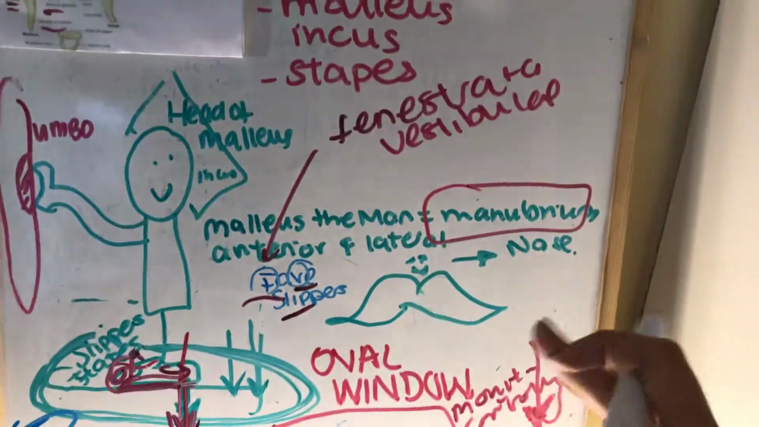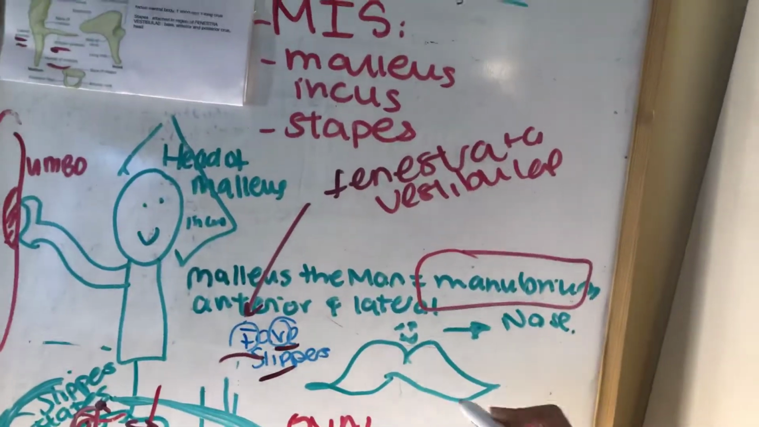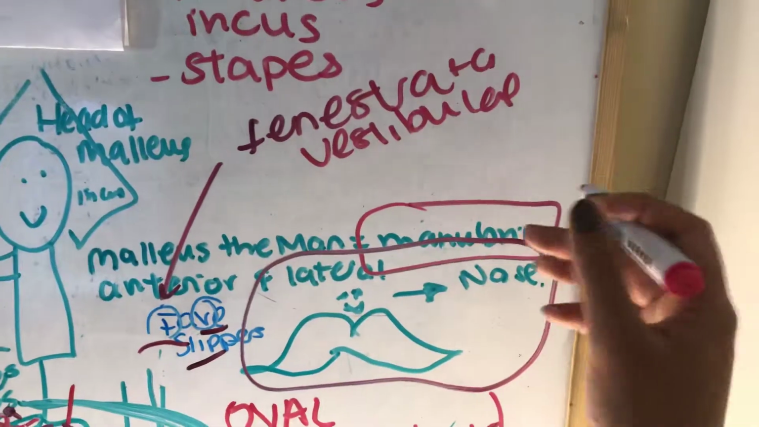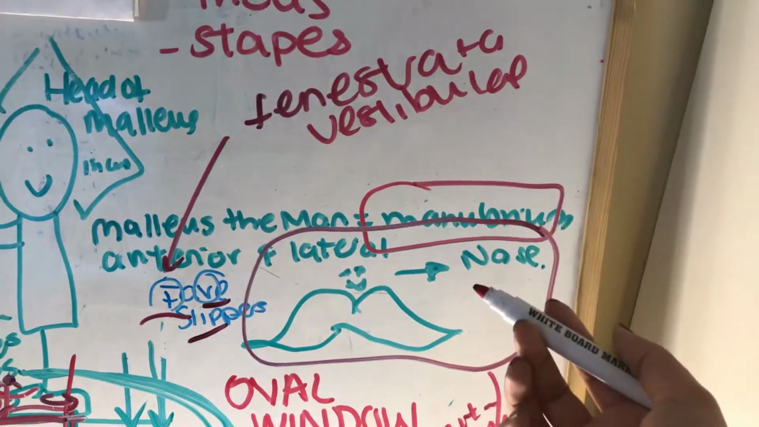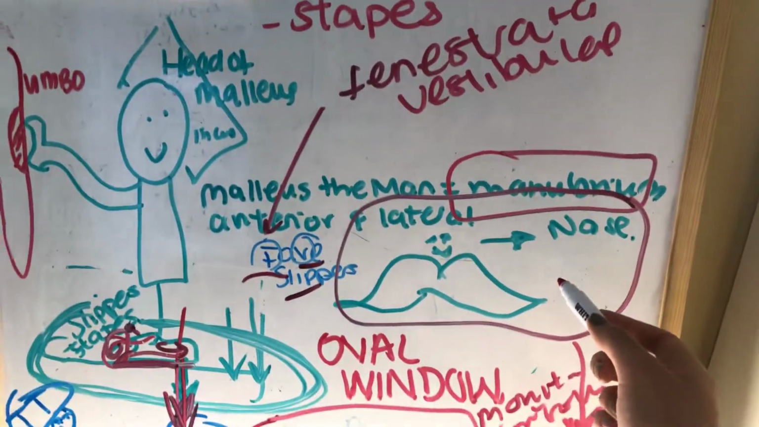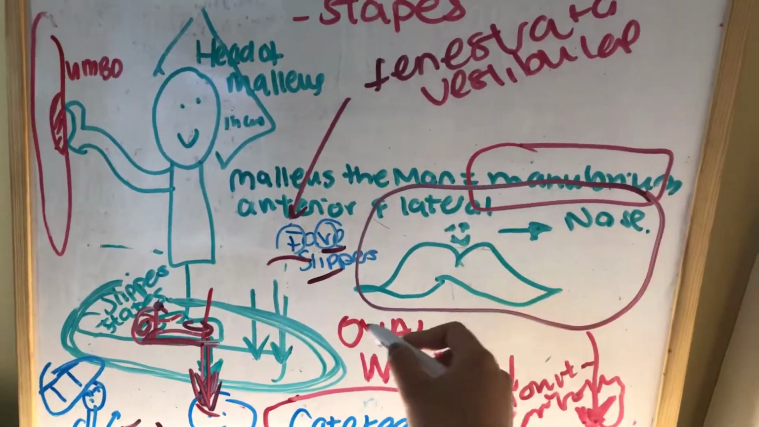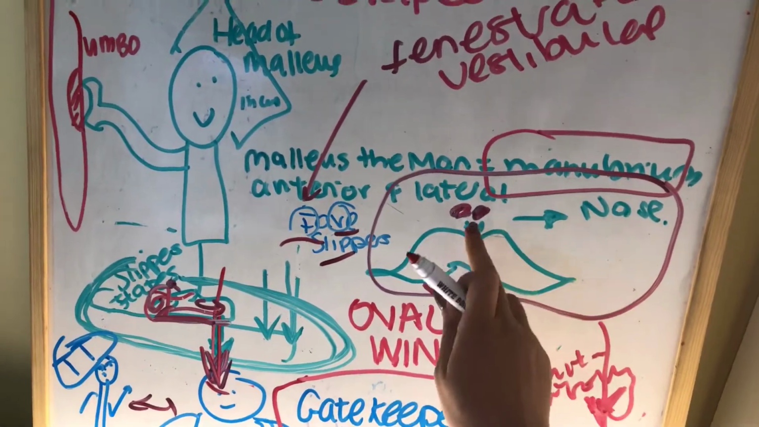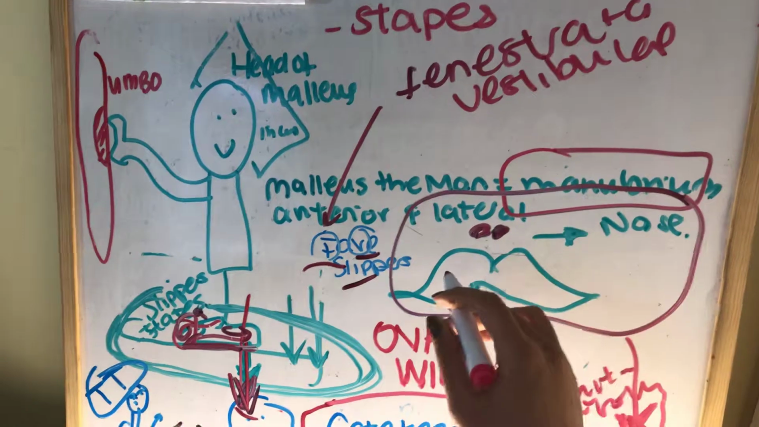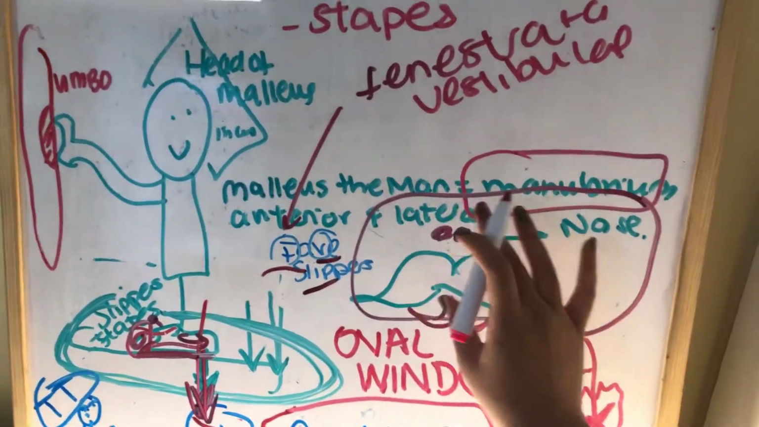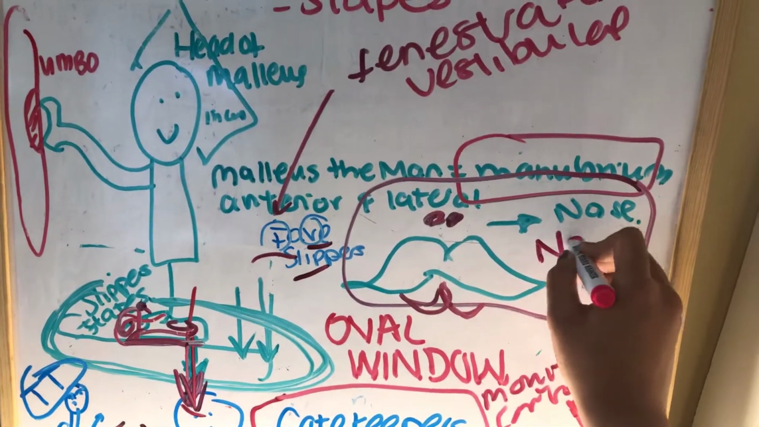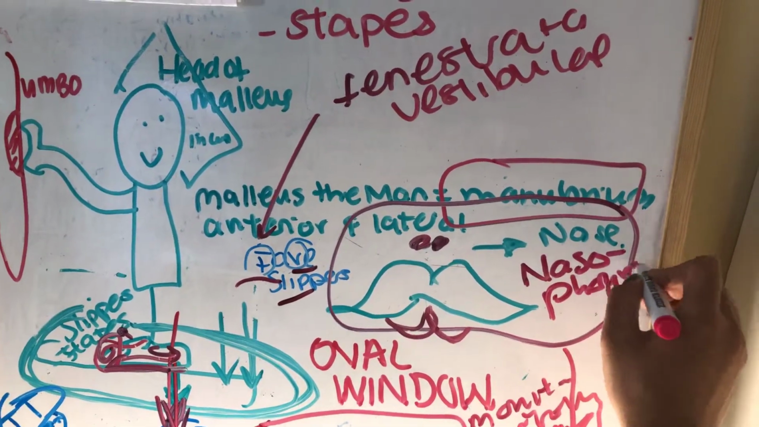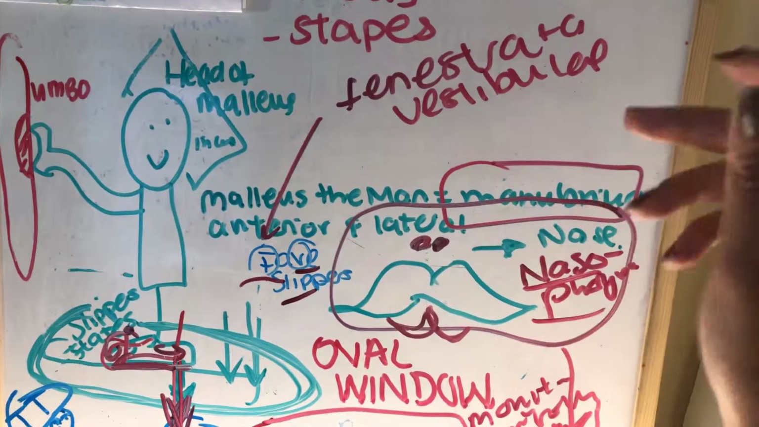Okay, review that. I'm just going to quickly point out that in the middle ear, we have these ossicles, but we also have a eustachian tube, and I've drawn a mustache and a face, but there's no nose, and the nose is over here. So the eustachian tube connects the middle ear to the nasopharynx.